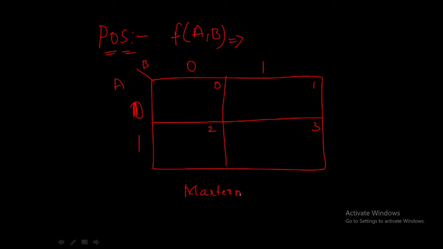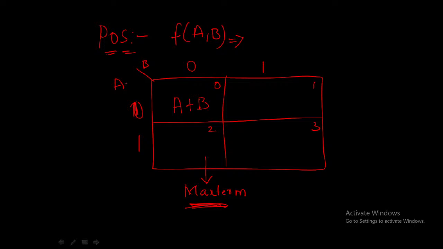Okay, so here each cell represents a corresponding max term. So in this case, what is a max term? Which is nothing but A plus B. Here A is in POS form of representation, 0 is represented as normal form A. The variable is represented as its normal form, and B is also normal form.